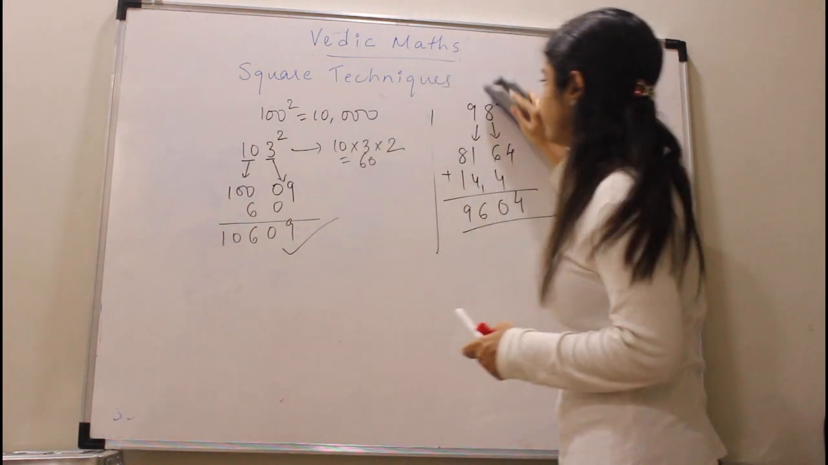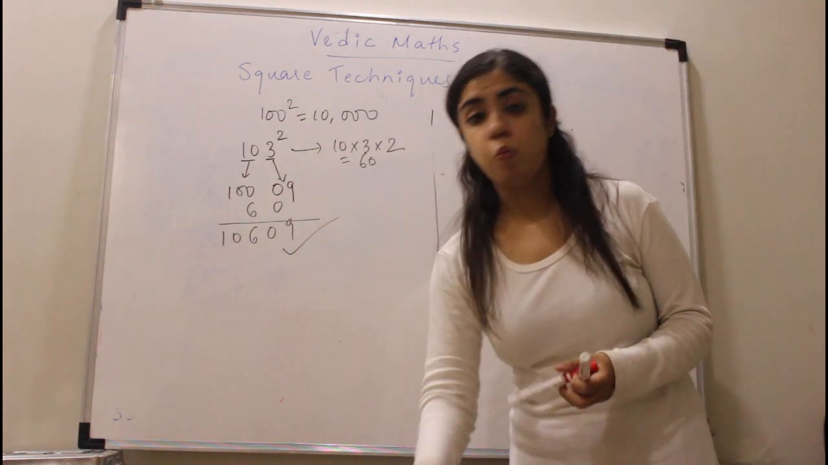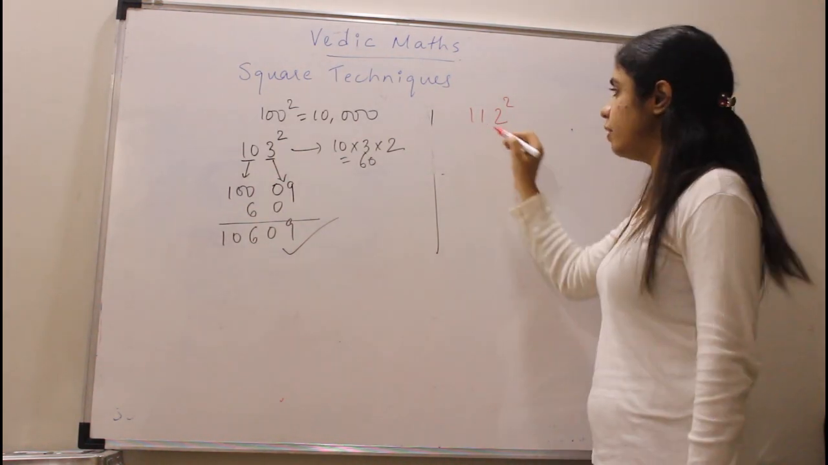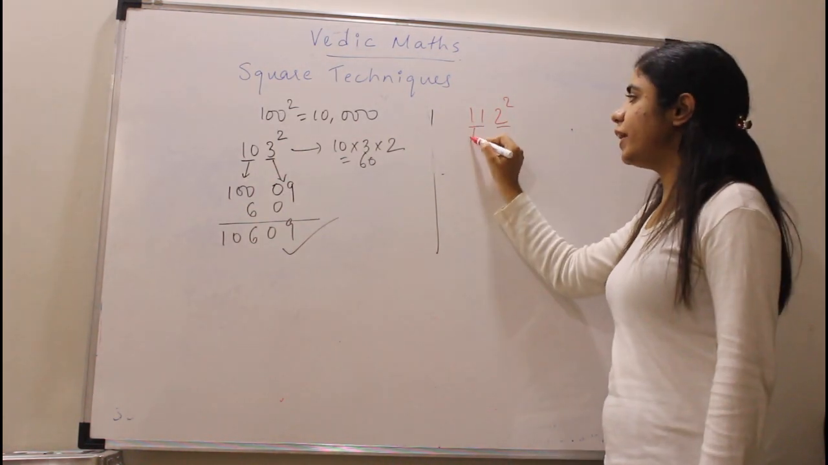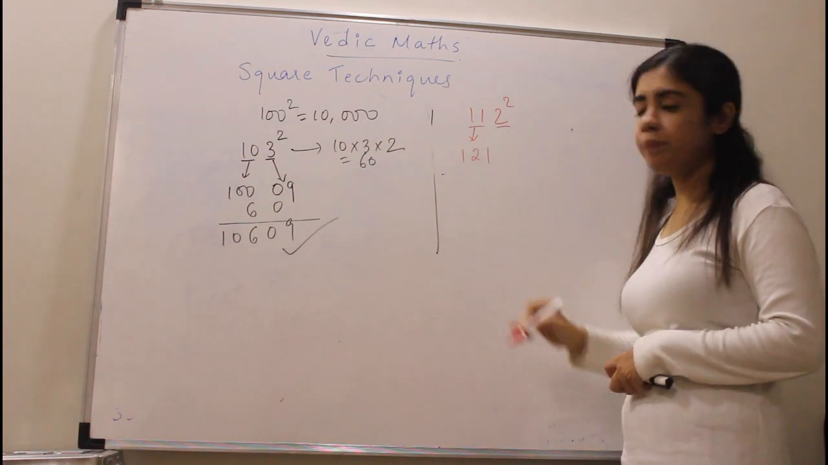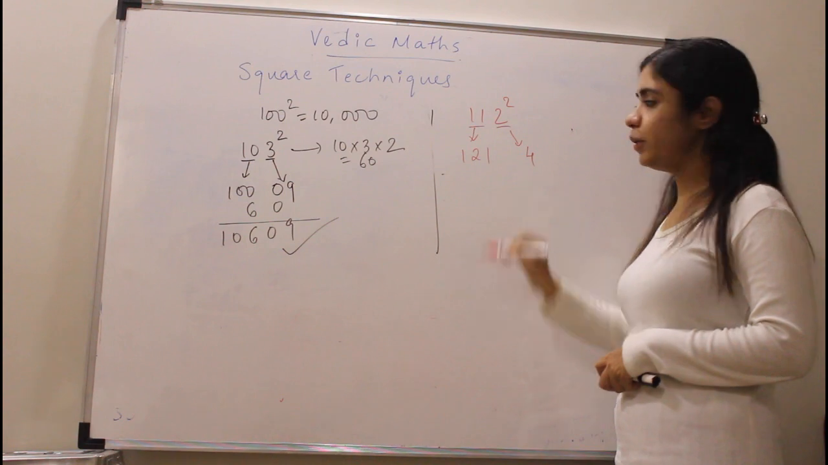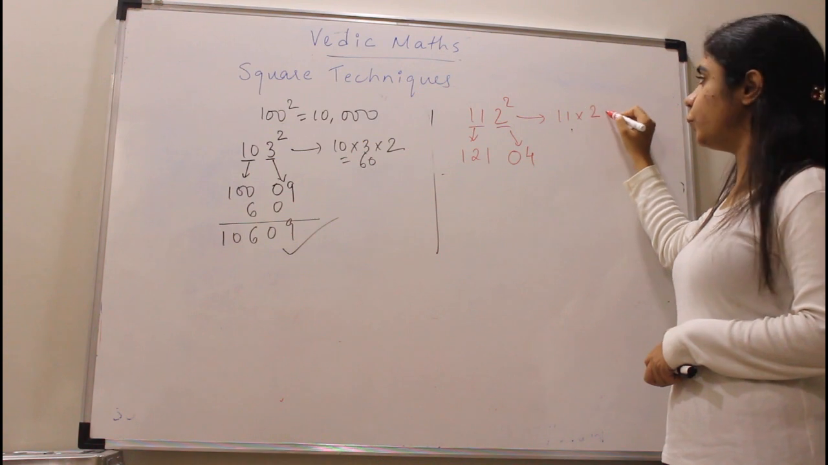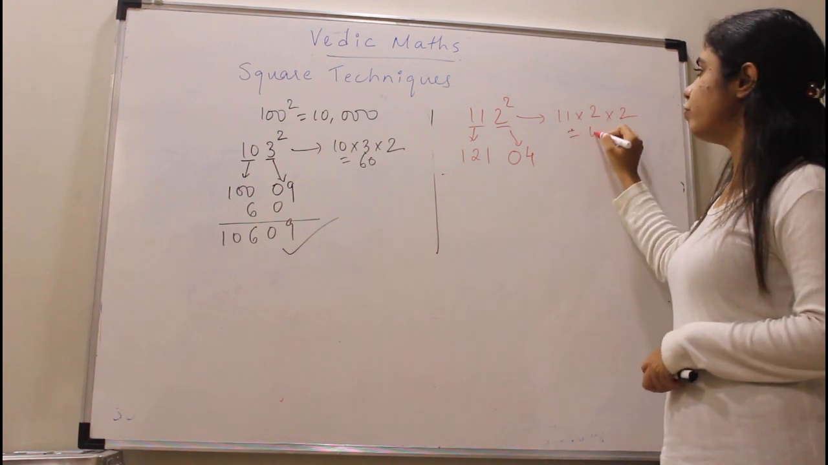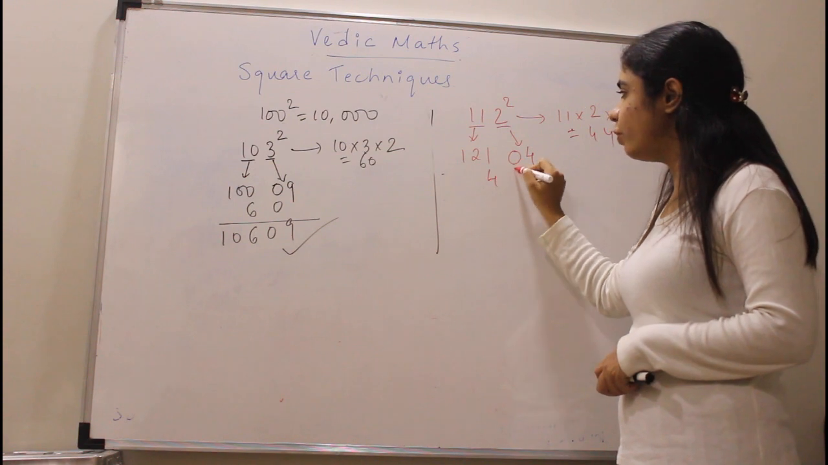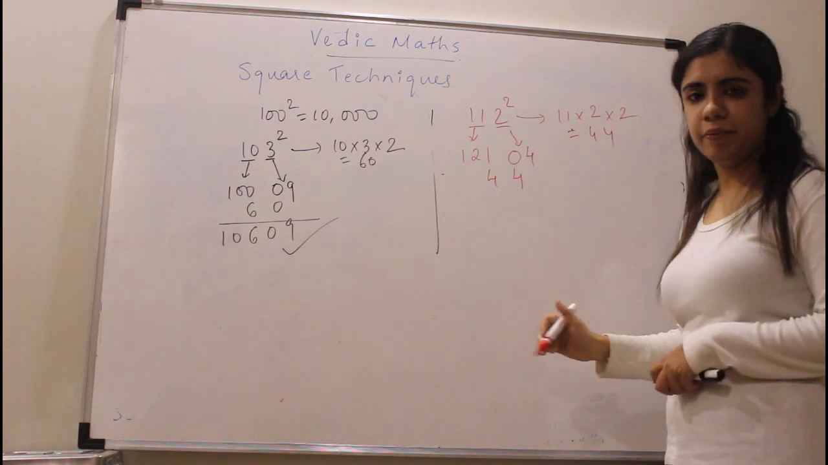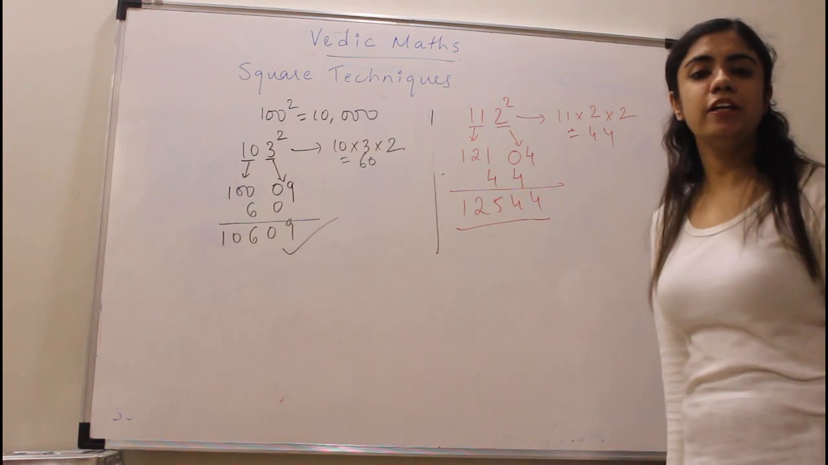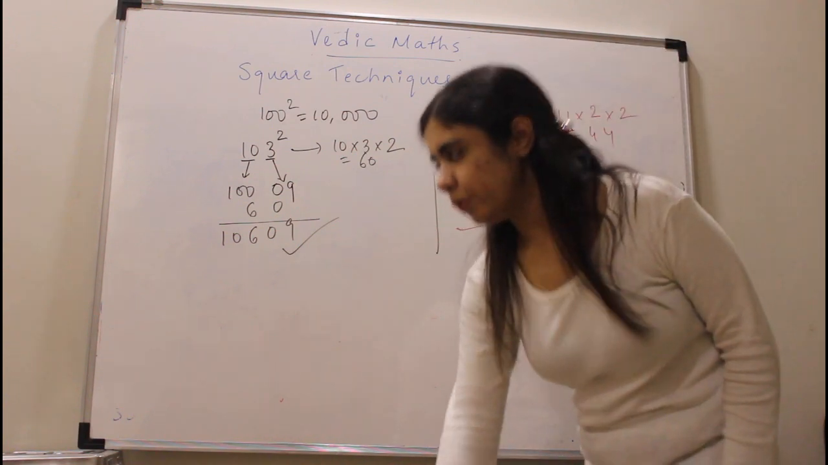Okay, now suppose if I ask you, what is 112 square? Let's say you split it this way. So 11 square is 121. 2 square is 4, but you're going to write it as 04. Now multiply. So 11 into 2 into 2. So this will become 44. So I'm going to write 44 here, leaving the last digit. So your value will be 12544. This is 112 square. Let's take one more example.